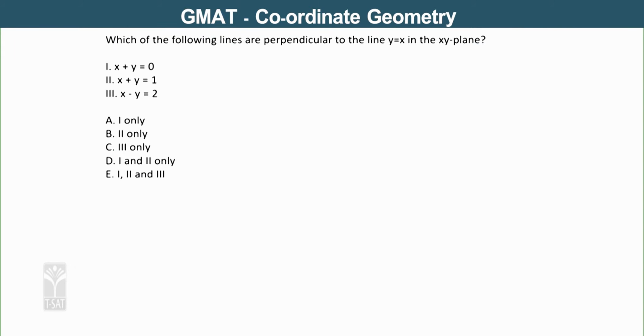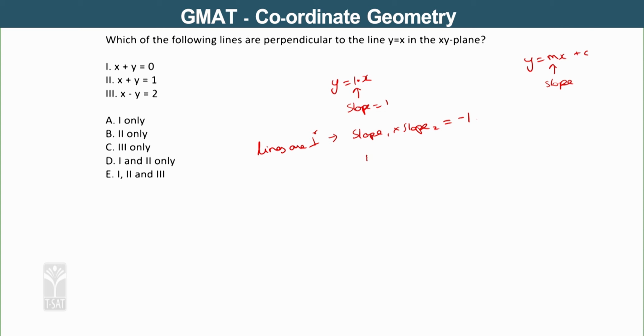Which of the lines are perpendicular to the line y equals x in the xy plane? So, y equals mx plus c, as I already said, will be our standard form, and m will be the slope. Now, they are asking us which of these lines are perpendicular to the line y equals x. y equals x is nothing but the slope comes out to be 1. And when lines are perpendicular to each other, the product of the slope of line 1 into slope of line 2 will always be equal to minus 1.